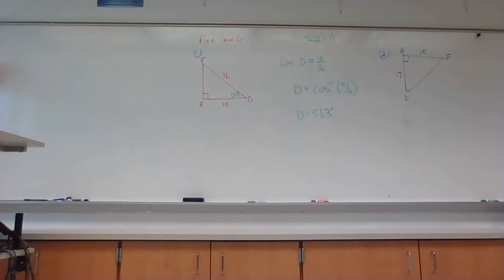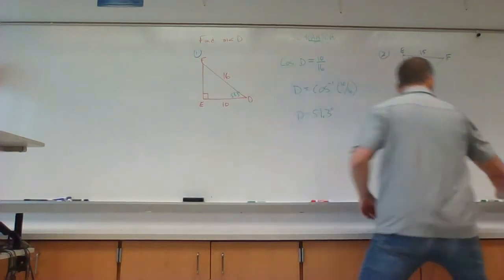It's in degree mode. You got to get to here. So you're going to hit shift, cosine. And then you just hit 10 divided by 16. Who else needs help? Which angle do we find? We're finding the same thing. Same direction. Sorry. Find the measure of angle D.